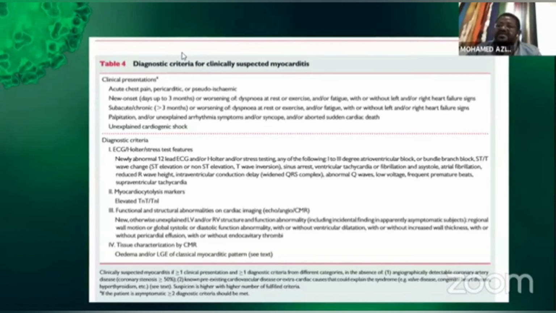For example, if I get chest pain with ST elevation or troponin leak, plus echo with regional wall motion or abnormal ejection fraction, and cardiac MRI is showing late gadolinium enhancement, here we can say it is very highly suspected myocarditis. And the confirmation is only by endomyocardial biopsy, as mentioned in the definition of myocarditis. Next slide, please.